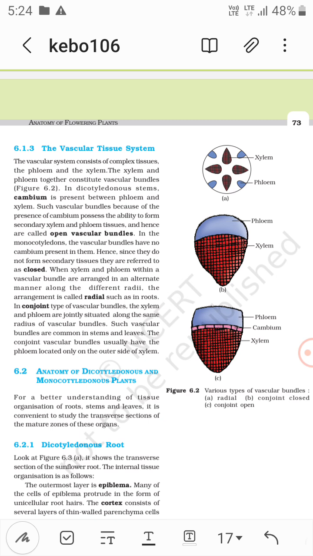Now in monocot, vascular bundles have no cambium present in them since they do not form secondary tissues, so they are referred to as closed. When xylem and phloem within a vascular bundle are arranged in an alternate manner along different radii, these are radial vascular bundles. These are present in roots.